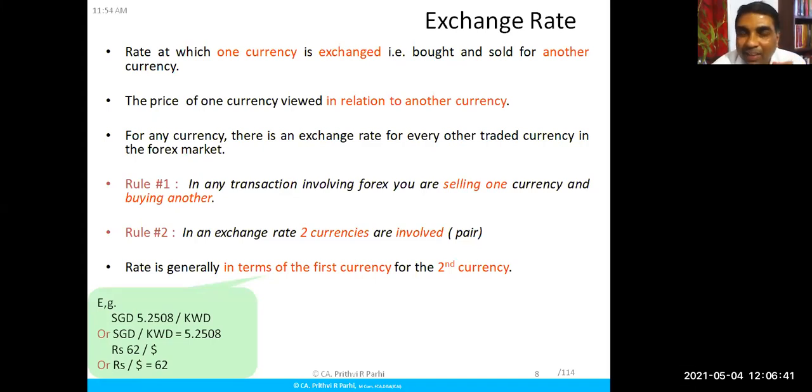Another way, let us say it is written rupees 62 per dollar, or rupees 72 per dollar, or rupees 75 per dollar. That means for $1 you have to pay this much in rupees. Or this can be written rupees by dollar equal to 62. That means we are talking about the rupee price per unit of dollar.